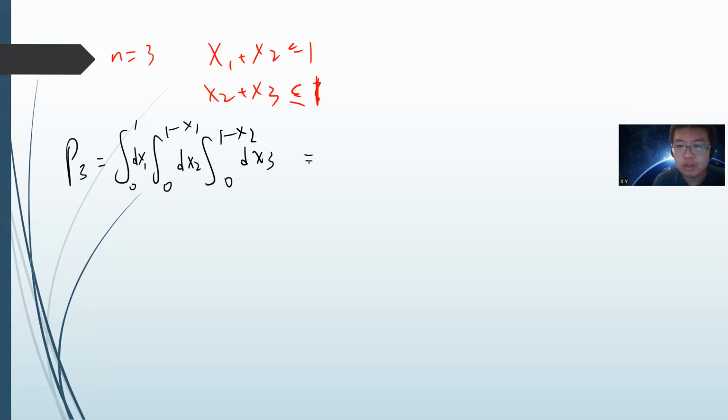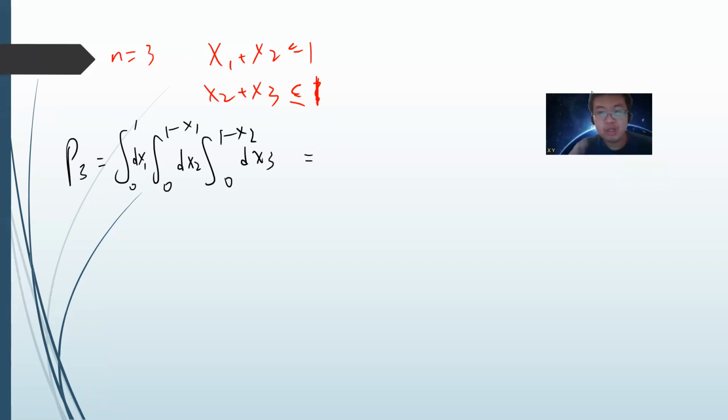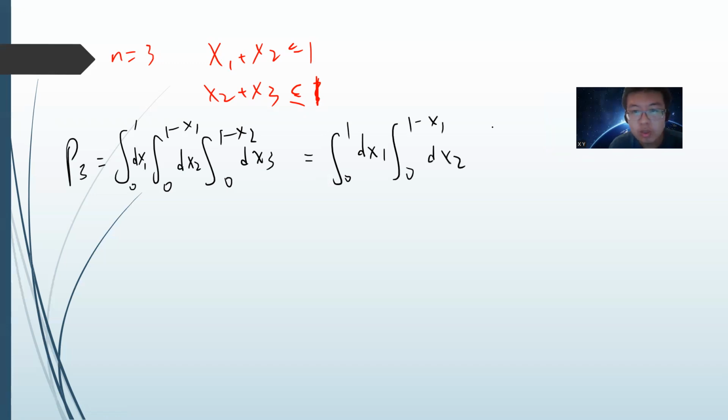Usually, if you have a computer or Mathematica, you can do this computation very easily. But the problem is that even if you keep computing, you will not see an obvious solution. This is the hard part of this problem. But let's do this: the integral from 0 to 1 of dx1, the integral from 0 to 1 minus x1 of dx2, and this is 1 minus x2.